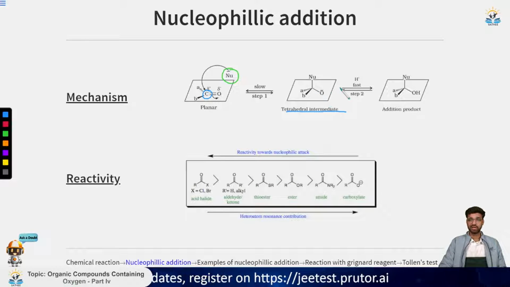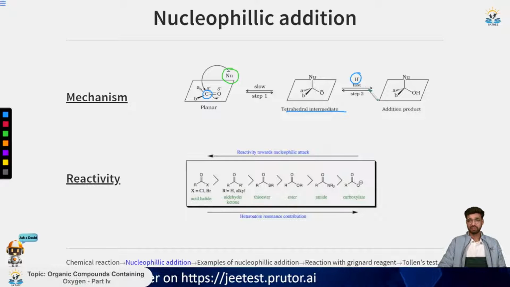In the next step, suppose we are doing it in the presence of H plus, that is acidic condition. This negative charge on oxygen is satisfied by H plus, and we get the addition product, which will look like this.